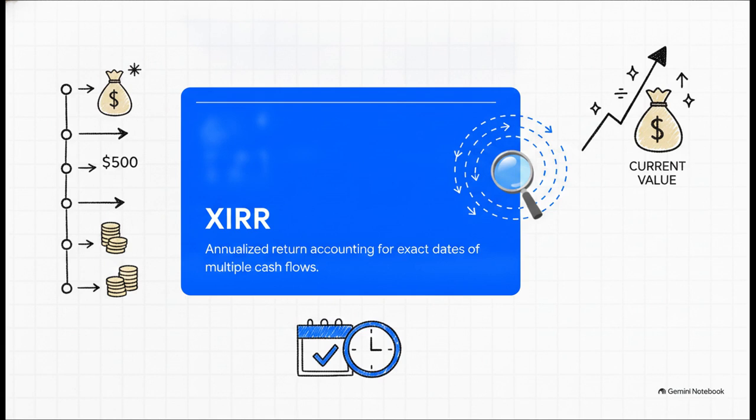Think of XIRR as asking the math equation, hey, considering every single cash flow and the exact date it happened, what single annualized return makes all these chaotic, staggered investments mathematically consistent with the final current value?